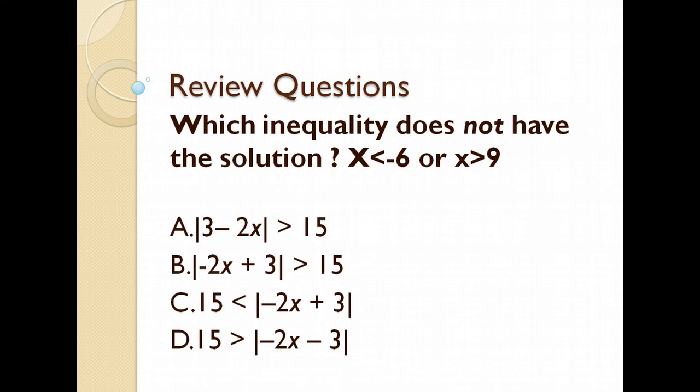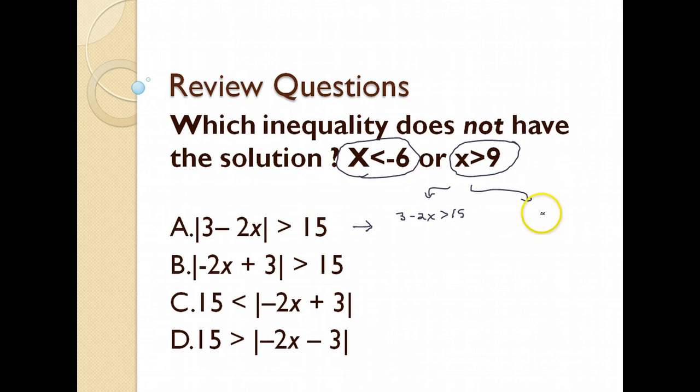Which inequality does not have this solution? Okay, you look at your answer choices. First, I'm going to do the first one. Remember, the first thing you do is split the inequality. One gets exactly what you have: 3 minus 2x is greater than 15. The other one, switch the inequality, switch the sign.